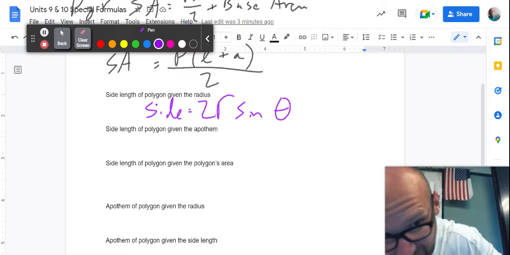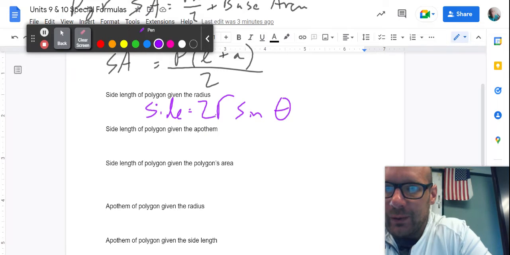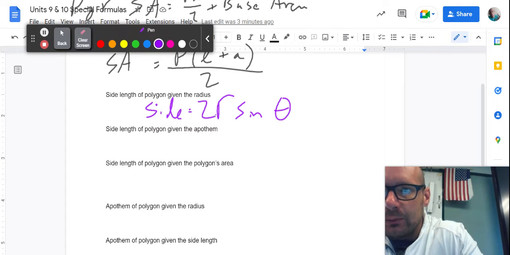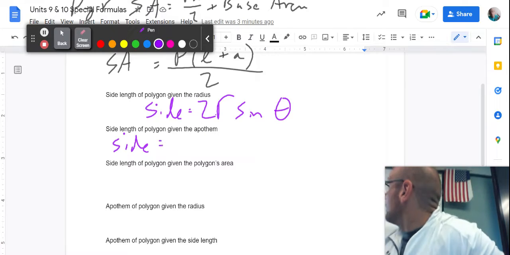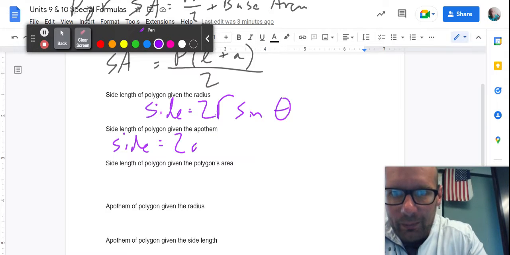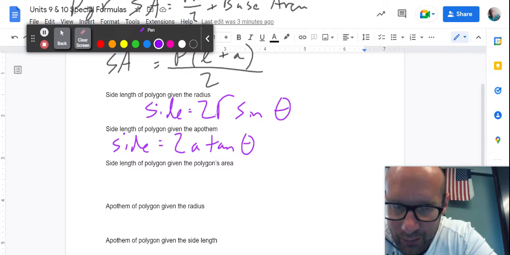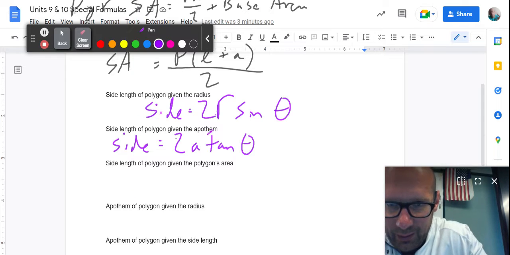All right. Next, if they give us the apothem, the side length is going to be 2 times the apothem times tan theta. All right, 2 apothem tan theta, and I'll get to what theta is momentarily.